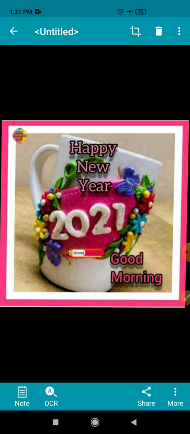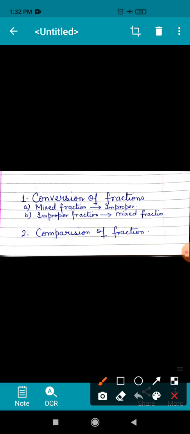If you remember, last time we were doing types of fraction. Children, hope you all will be able to understand and recognize different types of fraction. Today, in this class, we will know about conversion of fractions and comparison of fractions. So, let us start with conversion of fraction.